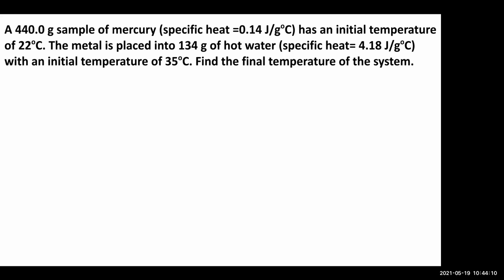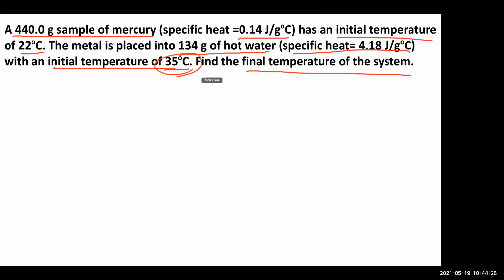So I have 440 grams of mercury. I have its specific heat. The initial temperature is 22 degrees, and we're going to place that into some water that is hot. We know its specific heat and its initial temperature, and we're trying to solve for the final temperature of the system. Notice that the water is at a higher temperature than the metal.